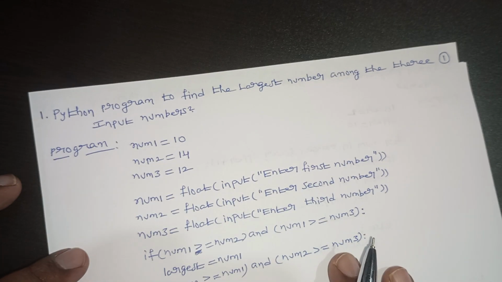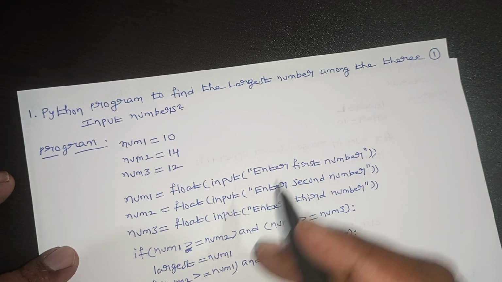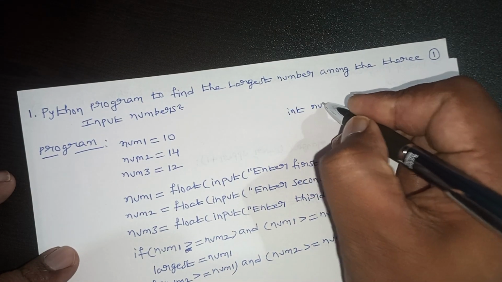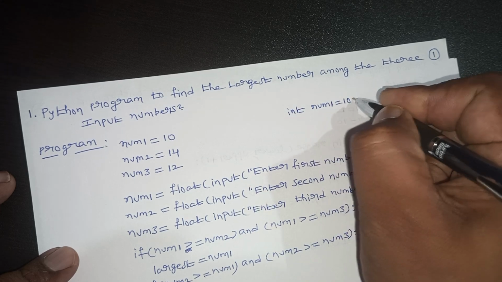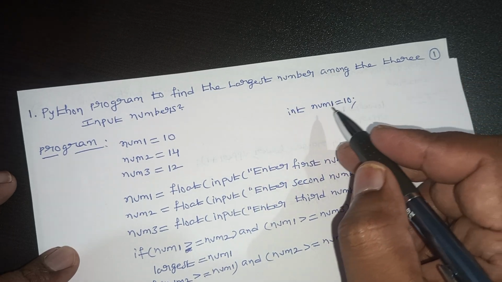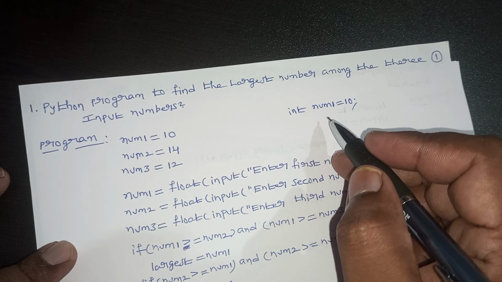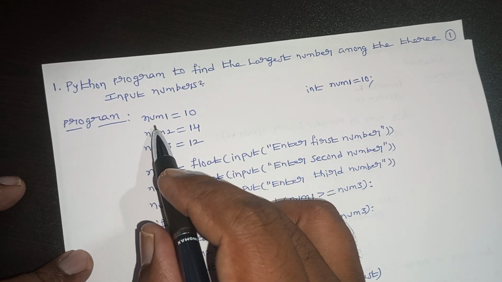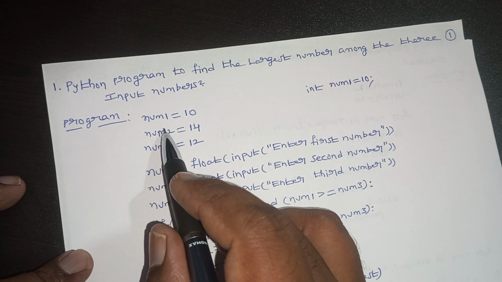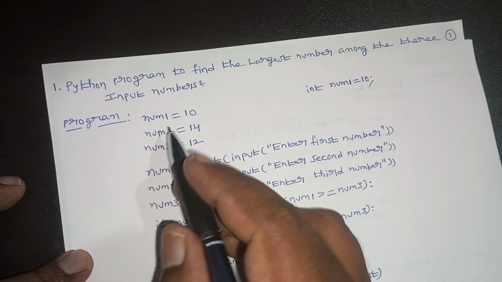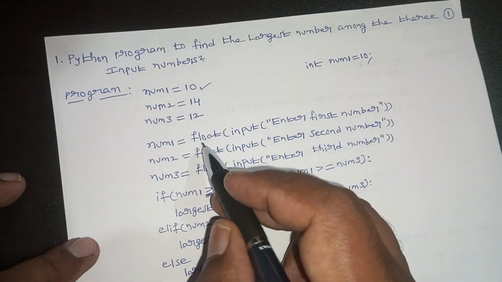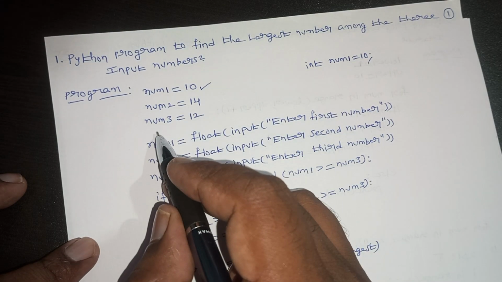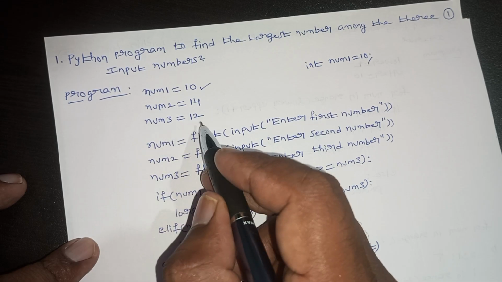Now, in the C programming language, how to write this? int num1 equal to 10. You have to write it like this in C. But coming to the Python programming language, there is no need. Simply, Python automatically understands this is an integer variable. Like that, num2 is one more variable having the value 14, and num3 is one more variable having the value 12.